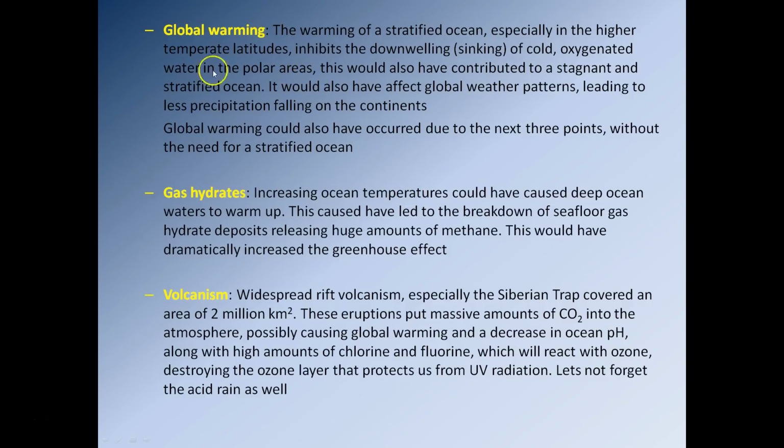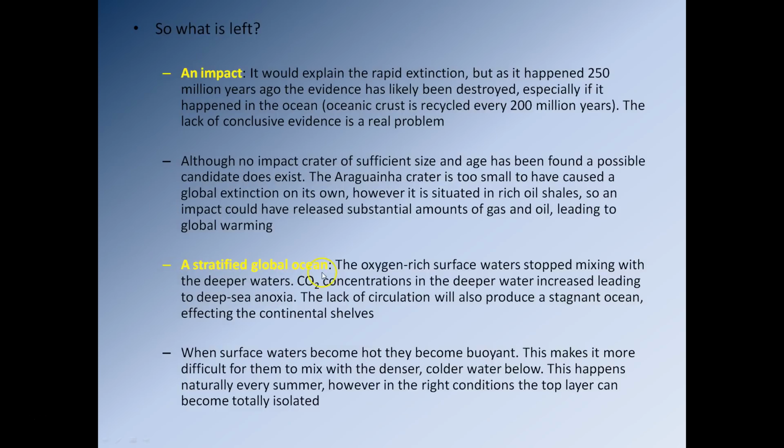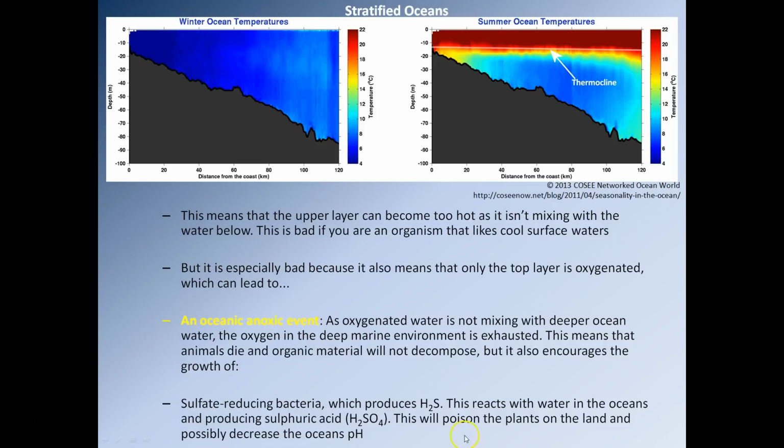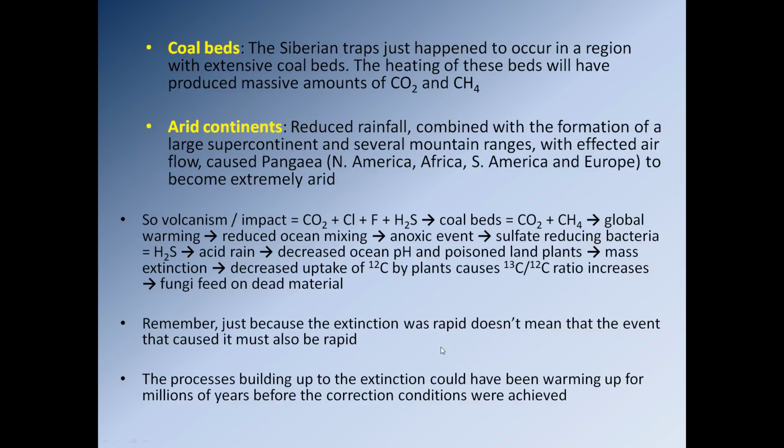Essentially, once you have a runaway greenhouse effect, it can then lead back to a stratified global ocean, which then leads to an anoxic event. So you can pretty much see what's happening. And then the final thing that would have caused some stresses is the fact that the continents became more arid in the Permian.